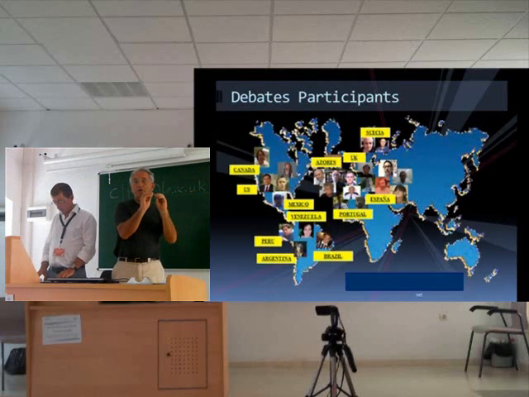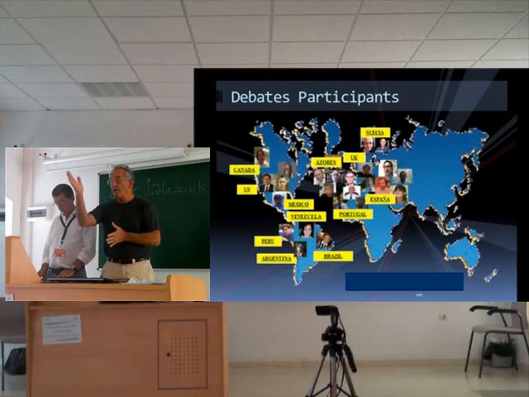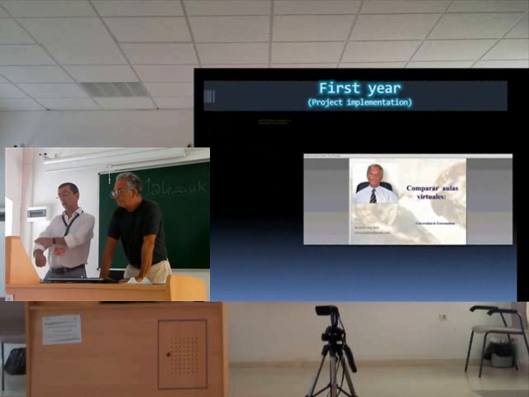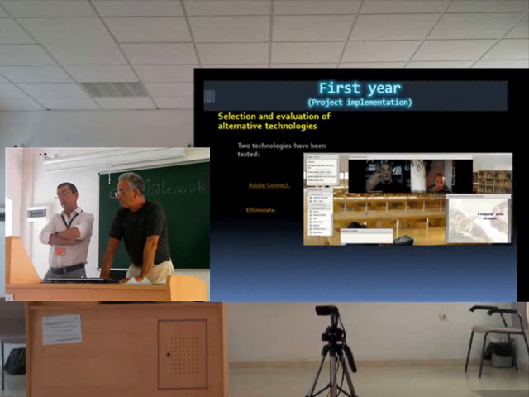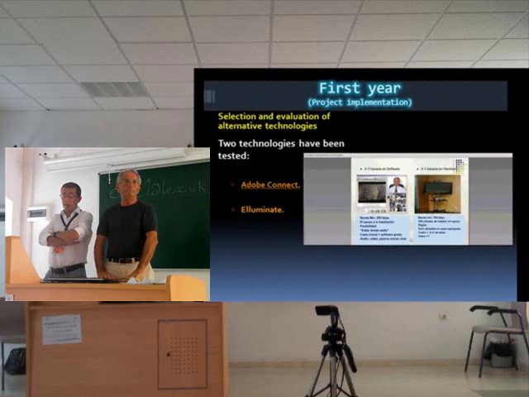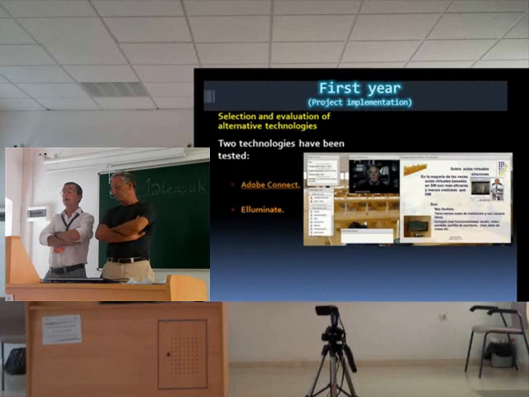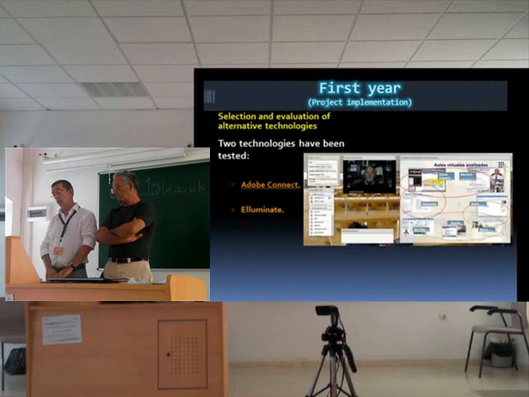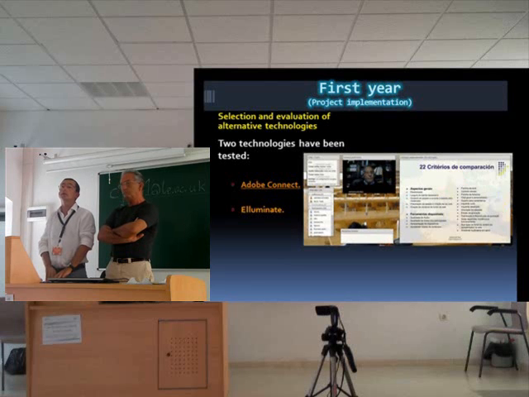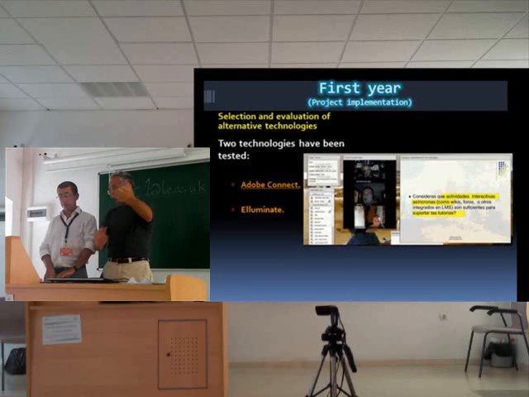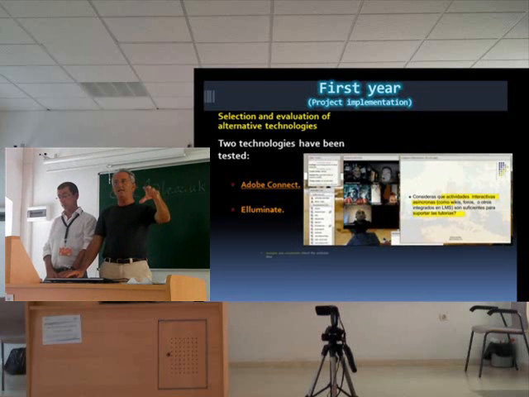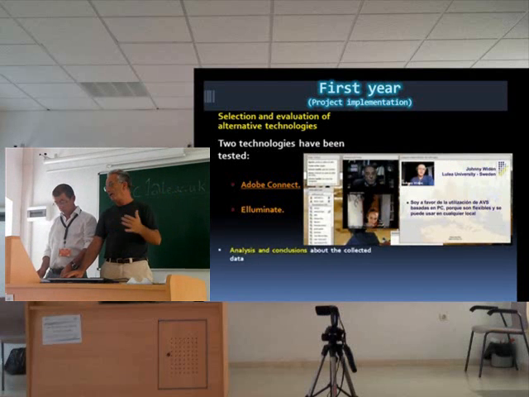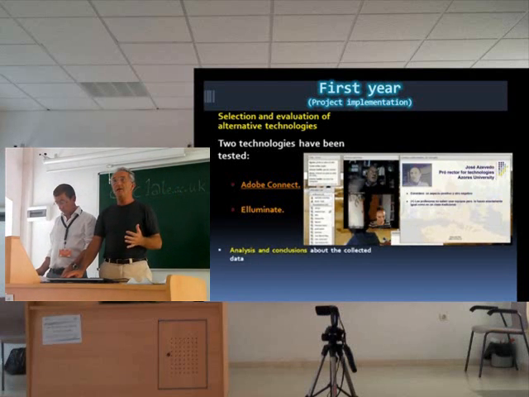Listen to their opinion, listen to their experiences in order to build up the roadmap to improve teaching quality. During this first year of project implementation, we made the selection and evaluation of alternative technologies. Two technologies have been tested: Adobe Connect and Illuminate, with analysis and conclusions about the collected data. We have all the information on our website. To save our time, we will not present all the details at this moment.